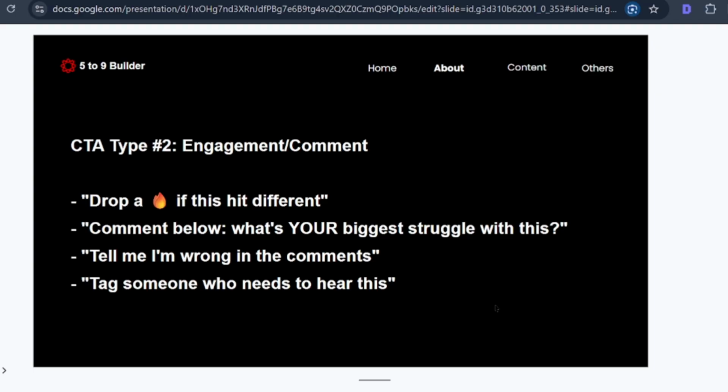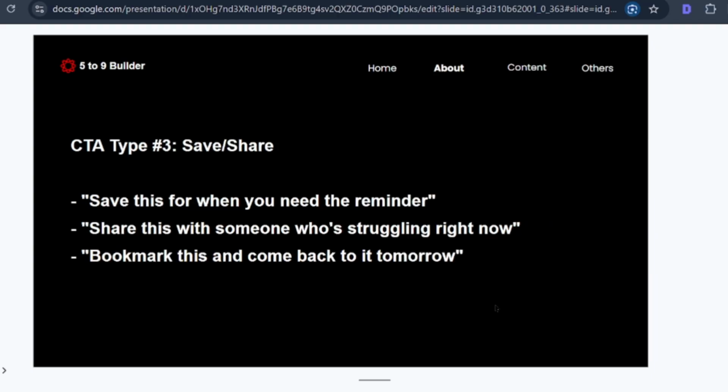So the person will go to your comment section and then tag the person or share it to the person. So you are telling the person to do something on your content, and that is what you call the CTA. Okay. The third one is what we call save share.